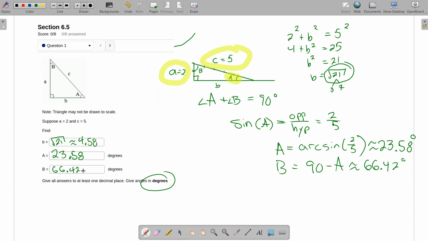All right, nailed that sucker. Ooh, crazy pen.